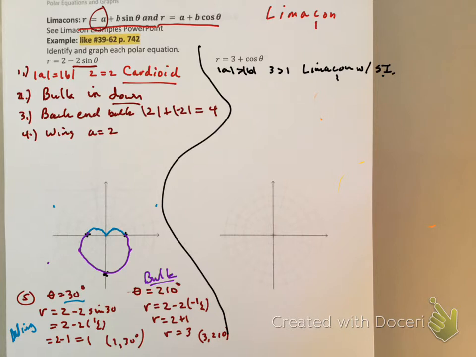Okay, I'm going to look at that and see cosine, and I see cosine is positive, so the bulk is going to go to the right, because that's where cosine is positive, is to the right.